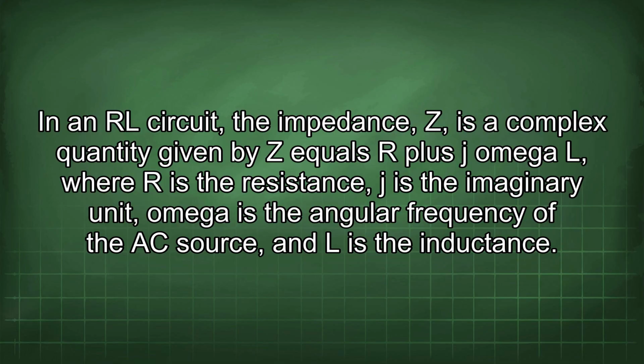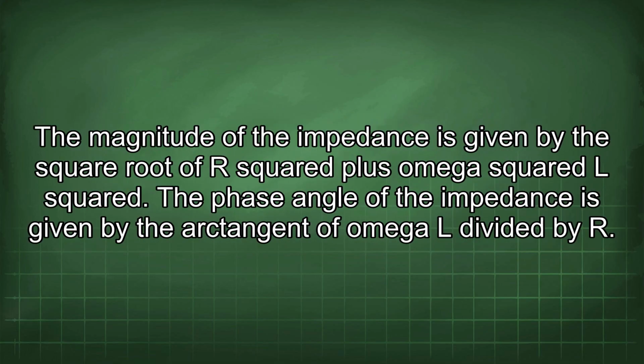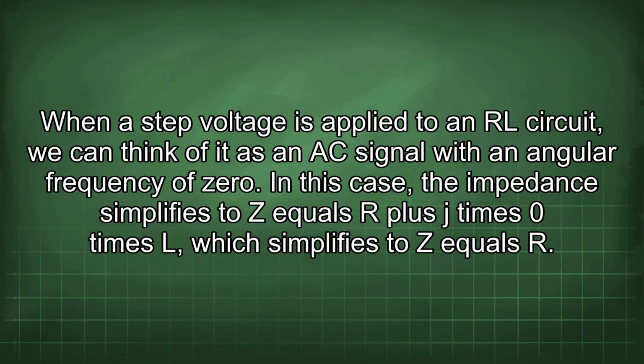L is the inductance. The magnitude of the impedance is given by the square root of R squared plus omega squared L squared. The phase angle of the impedance is given by the arctangent of omega L divided by R. When a step voltage is applied to an RL circuit, we can think of it as an AC signal with an angular frequency of 0.